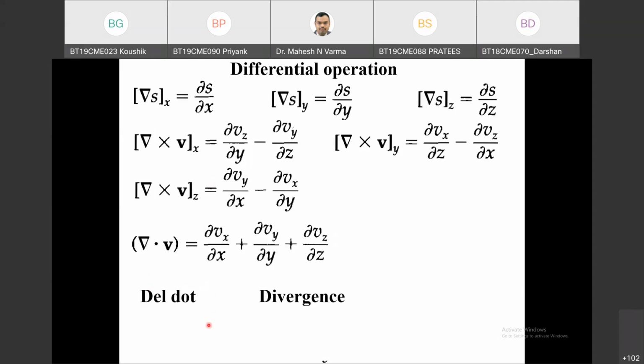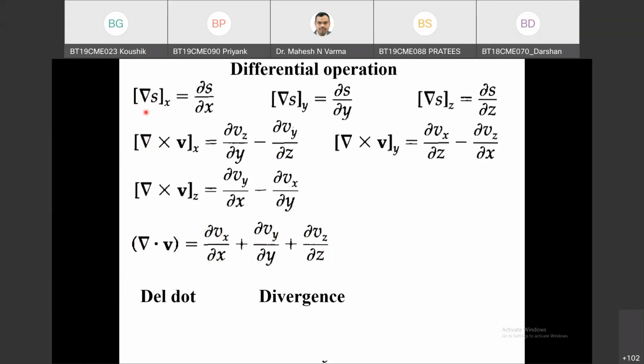Then this is the del dot, and that is called the divergence. Divergence of the vector, del dot v. It is called the divergence of any property. Del dot v will be equal to the variation of that property in the x direction with respect to x, plus del vy, the variation of the y property with respect to y, plus the variation of the z property with respect to z. This is del into, this is del cross, this is del dot. This is scalar multiplication, this is vector multiplication, and this is divergence.